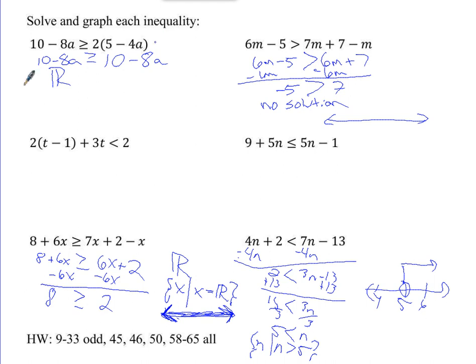I can put that in set builder notation: a values such that a is all real numbers. And again, I can graph it with a number line and just shade the whole thing in. There you go.